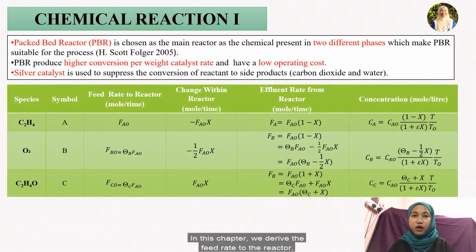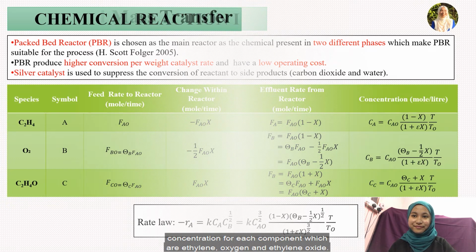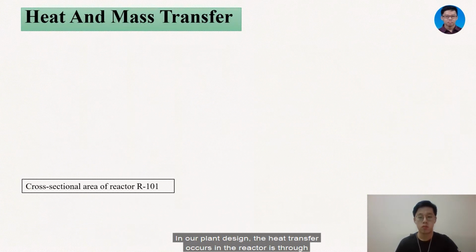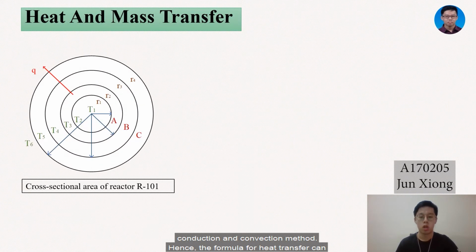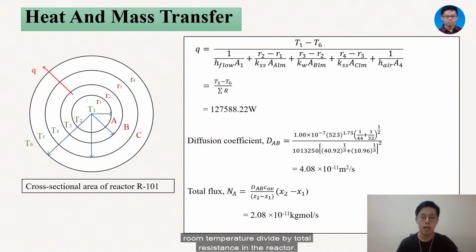In this chapter, we also derive the feed rate to the reactor, the change within the reactor, the effluent rate from the reactor, and the concentration for each component, which are ethylene, oxygen, and ethylene oxide. In our plant design, the heat transfer that occurs in the reactor is through conduction and convection. Hence, the formula for heat transfer can be summarized as the temperature difference between inner temperature and room temperature divided by total resistance in the reactor.